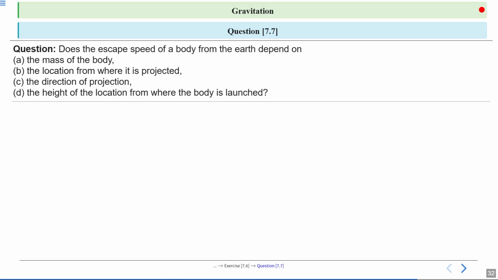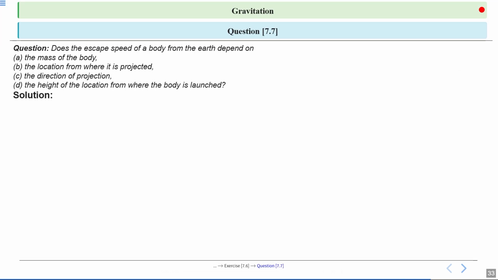Does the escape speed of a body from the Earth depend on A. the mass of the body, B. the location from where it is projected, C. the direction of projection, and D. the height of the location from where the body is launched? Let's see the solution.